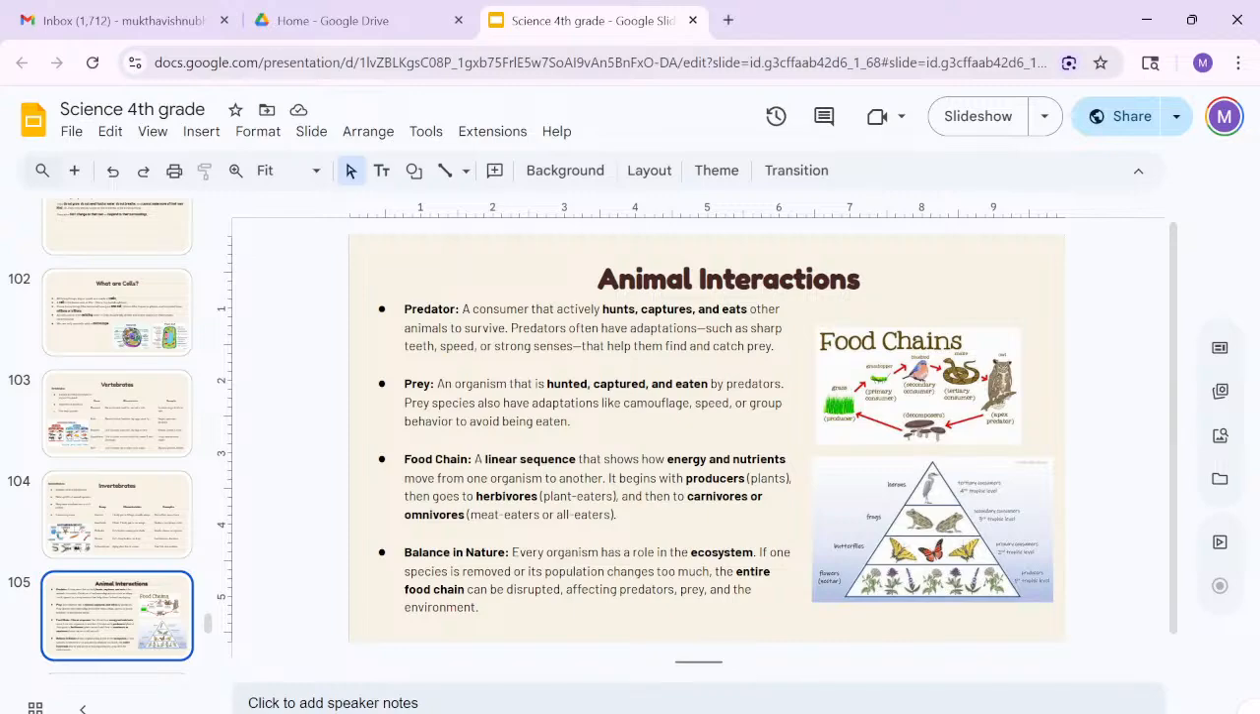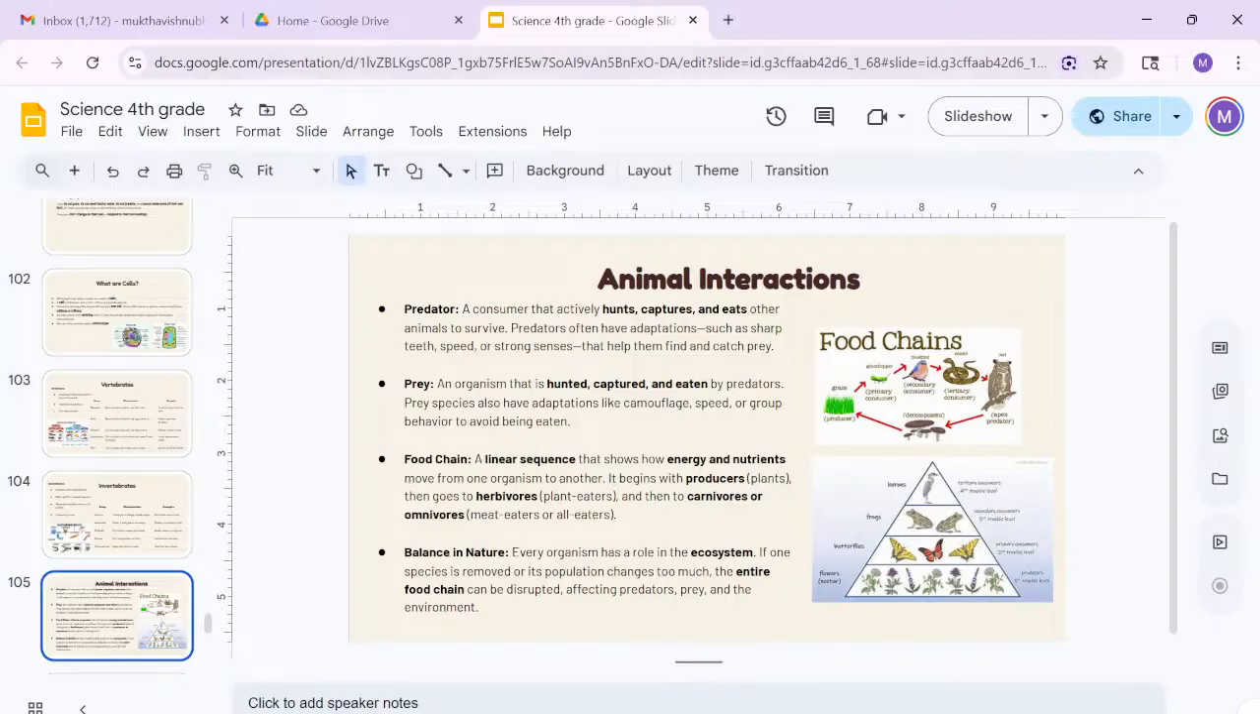And prey are organisms that are hunted, captured, and eaten by predators. These are usually weaker than predators, and they have a different set of characteristics that help them hide and run away to avoid being eaten.